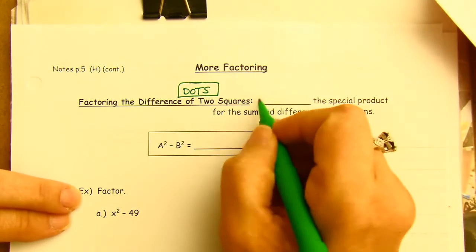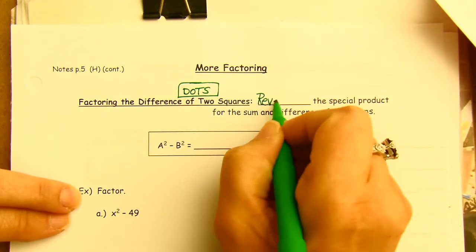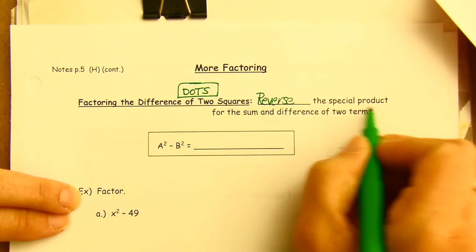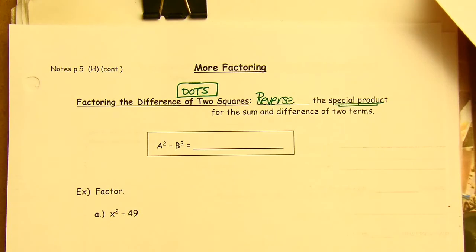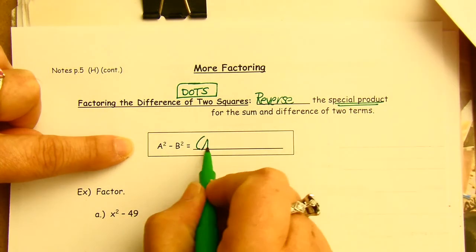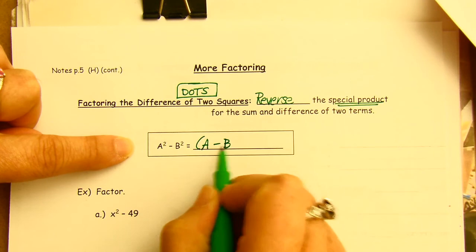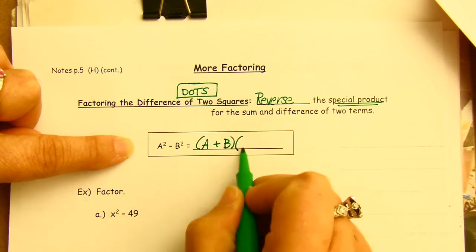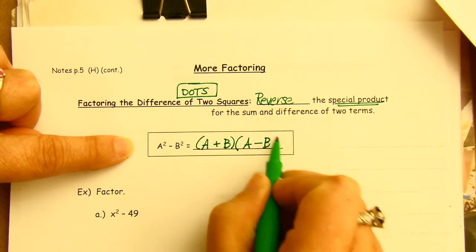Okay, so we are going to reverse those special products that we learned about in the polynomial section in chapter P, section 4, for the sum and difference of two terms. So DOTS is always going to factor as conjugates. So what you get when you factor is a plus b multiplied with a minus b.